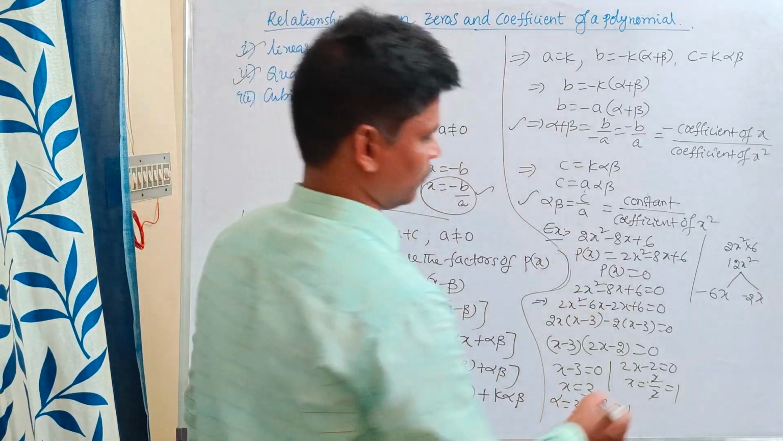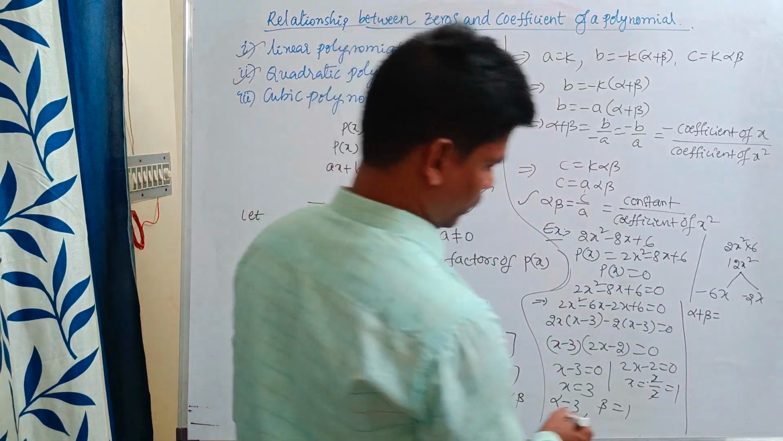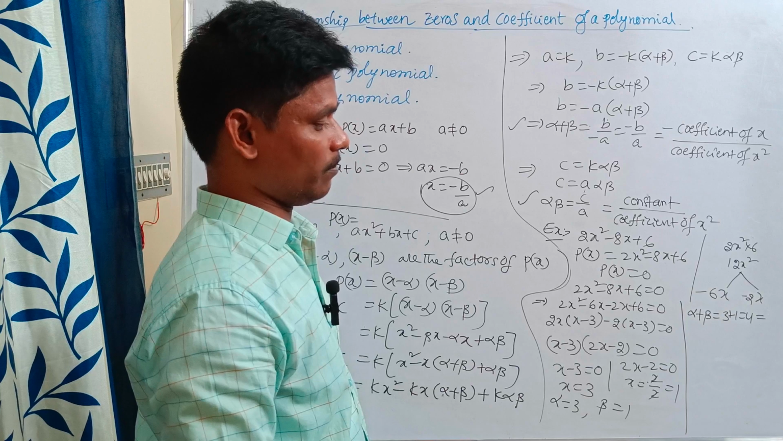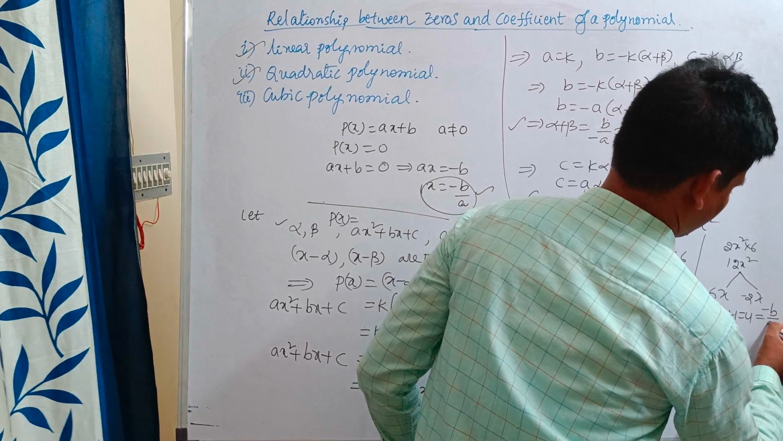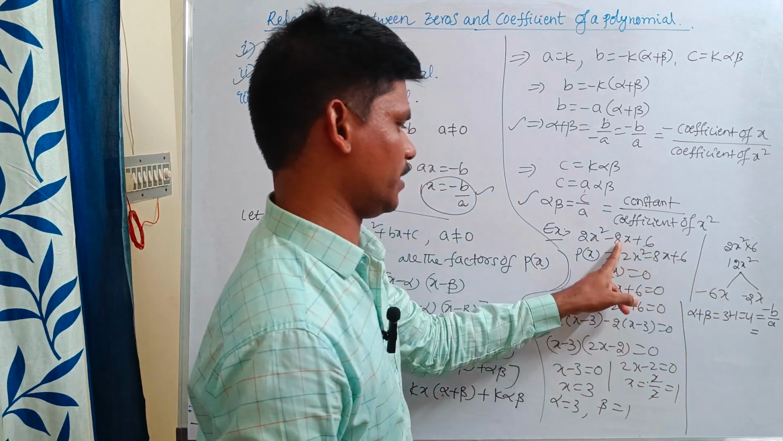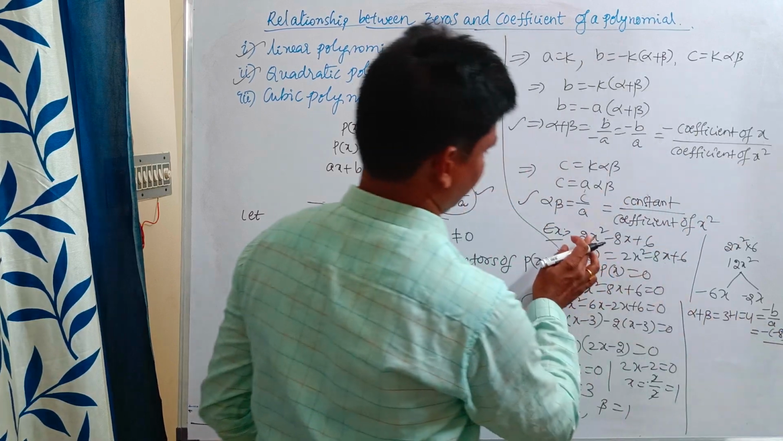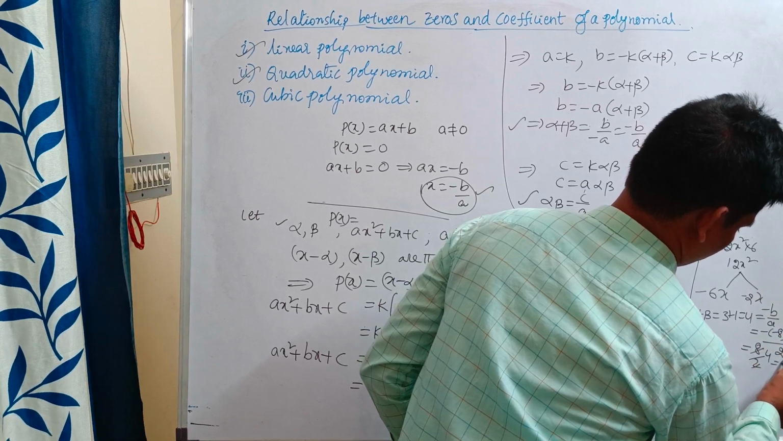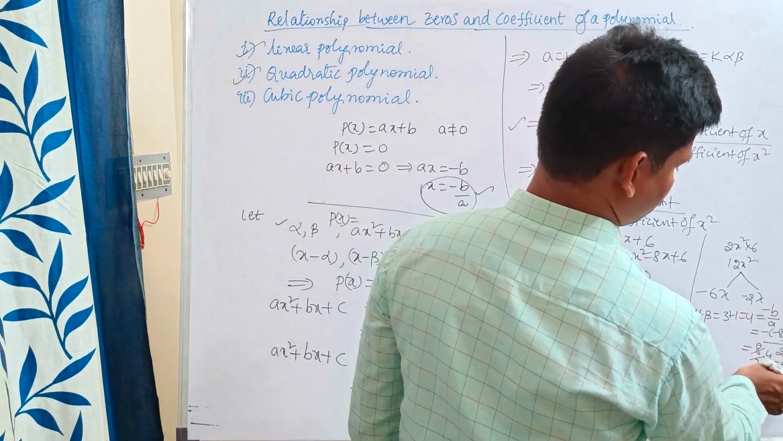So how to find out the sum of the zeros? Sum of the zeros, alpha plus beta, is equal to 3 plus 1, that is equal to 4. What is the formula? Minus b by a. Here b is the coefficient of x, which is minus 8, divided by the coefficient of x square, which is 2. So that is 8 by 2, which is 4. So the sum of the zeros is 4, and the coefficient ratio is also 4.